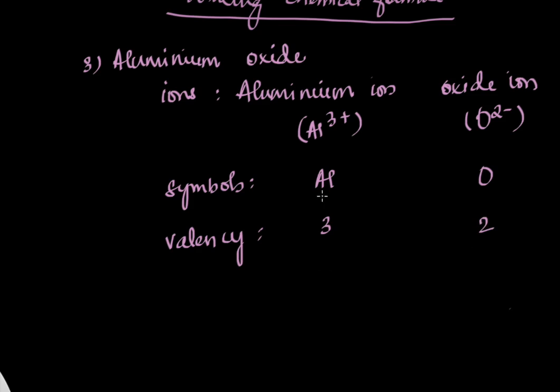So when I write the formula using the criss-cross method, I will take the symbol of Al, and at its base I'm going to write the valency of oxide, followed by the symbol for oxide, and then finally the valency for aluminium. So the formula for aluminium oxide is Al2O3.